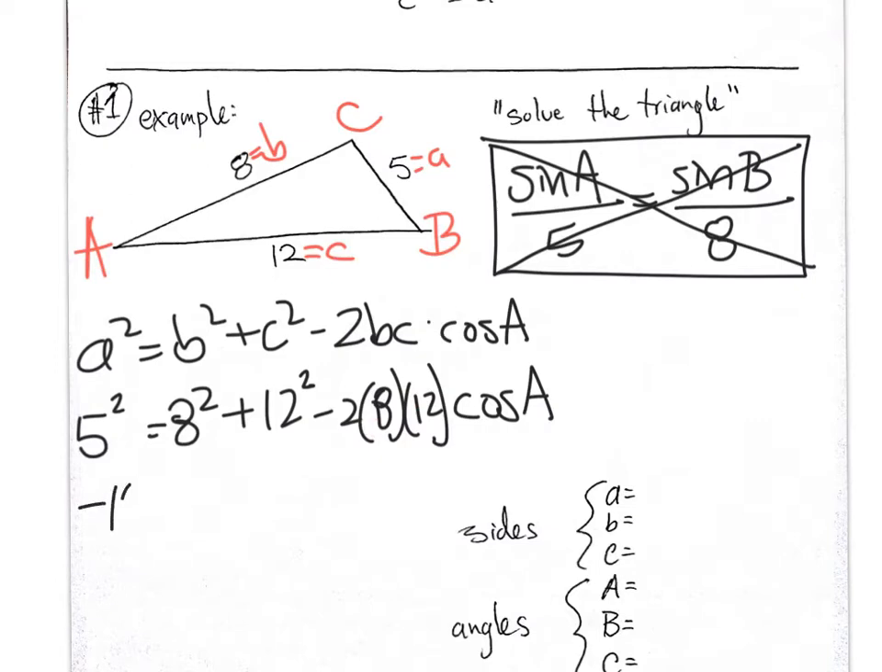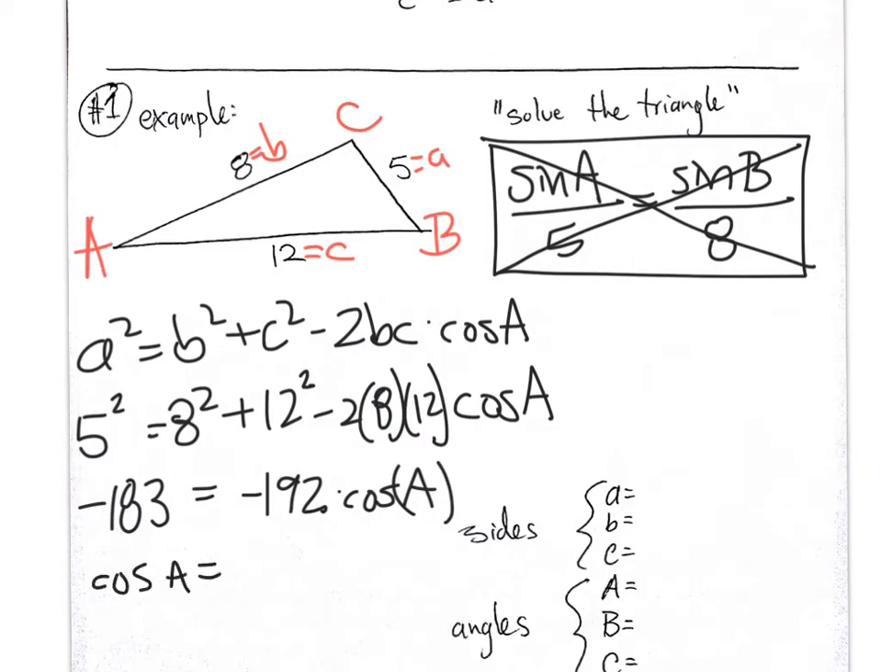So we get negative 183 equals negative 192 cosine A. Wait, what? Yeah. This is 25, this is 64, this is 144. So we're subtracting 64, subtracting 144, and we get this. This all multiplied is the negative 192. We're going to now divide both sides by negative 192, and it'll tell us that the cosine of A is 183 over 192, which is 0.95. Look at all these decimal places I'm using.